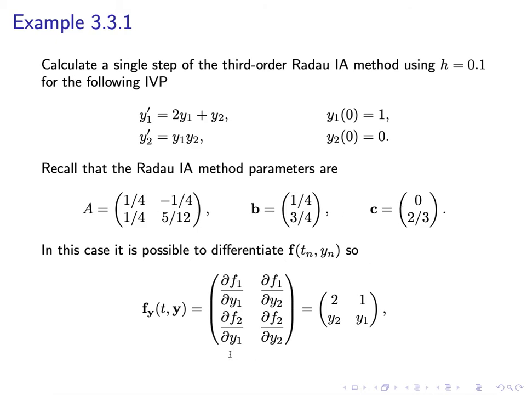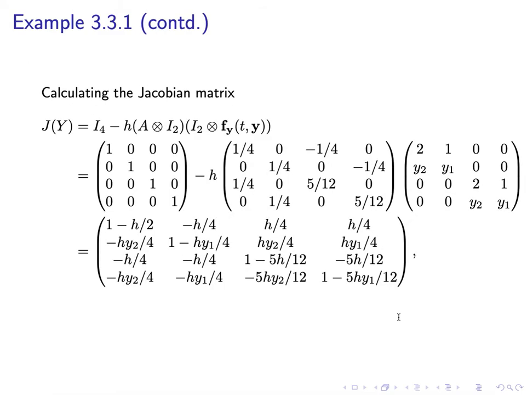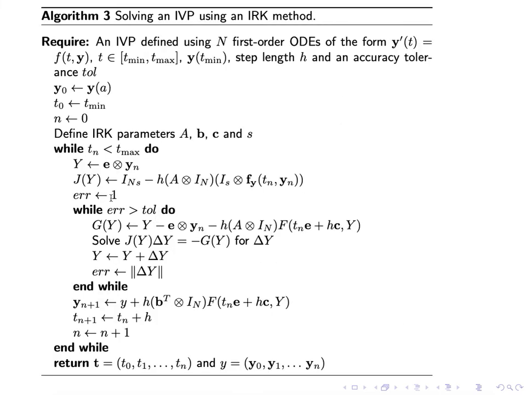In this case it's possible to differentiate this system. So if we calculate the Jacobian, the first equation, if we differentiate it with respect to y1, we get 2, and with respect to y2, we get 1. And for the second equation, if we differentiate it with respect to y1, we get y2, and with respect to y2, we get y1. So in this case, it is possible to calculate the Jacobian. So we need to calculate that big JY, so that's this one here.